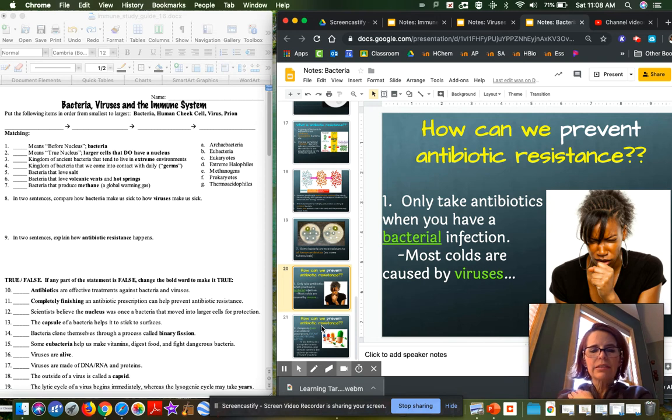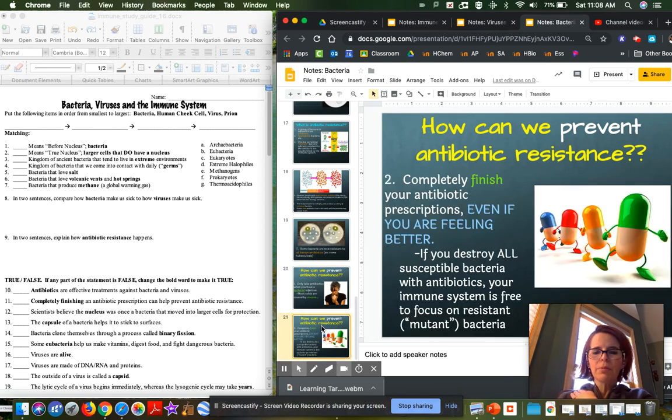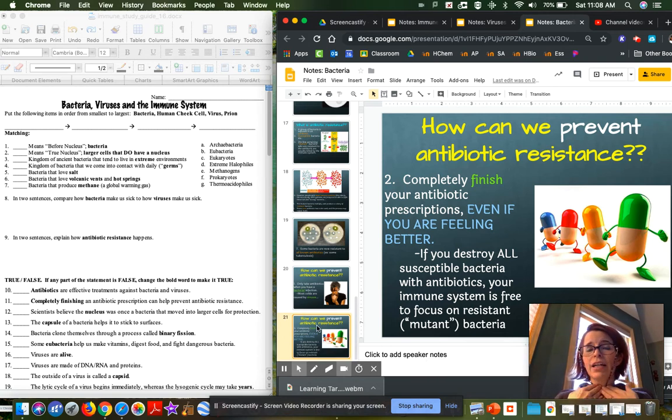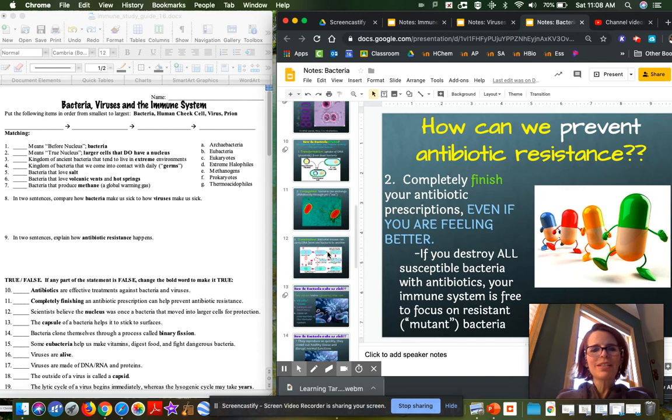Number 11, completely finishing an antibiotic prescription helps prevent antibiotic resistance. That is correct. If you don't finish the prescription, then those resistant bacteria can start growing in your body again. You need to get rid of the other ones so that your immune system can take care of those resistant ones.